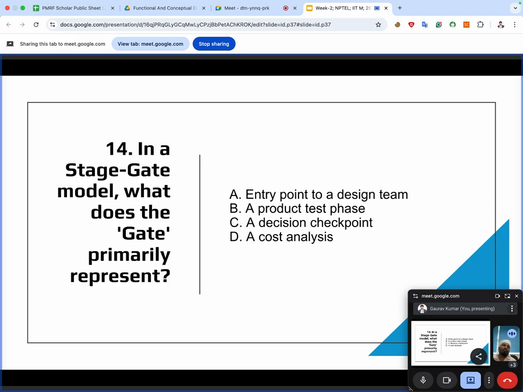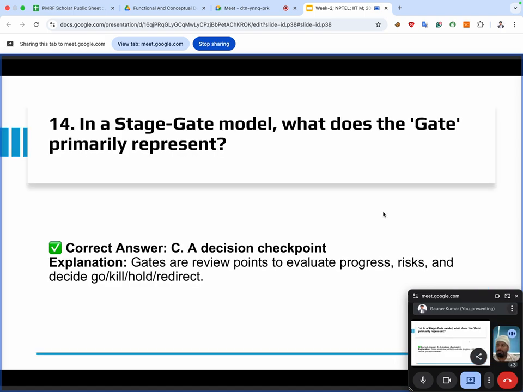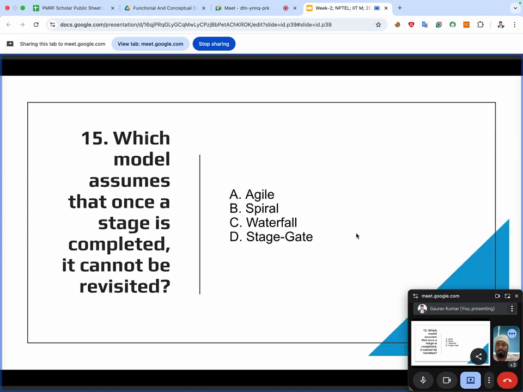So in stage gate, each gate is a management checkpoint. So it's not just a timeline marker. So here decisions are made based on criteria on whether the project should proceed, pause, pivot or stop. So this ensures quality control and strategic alignment. So C is the right answer. You can also see the explanations. Next question is question number 15.